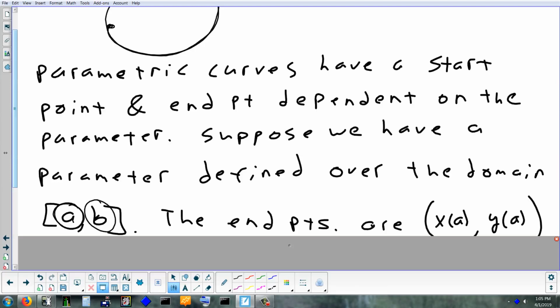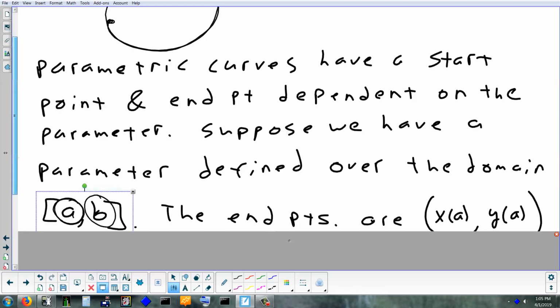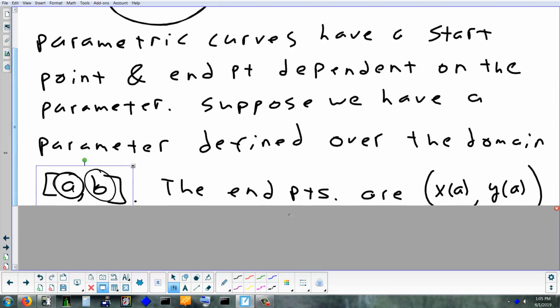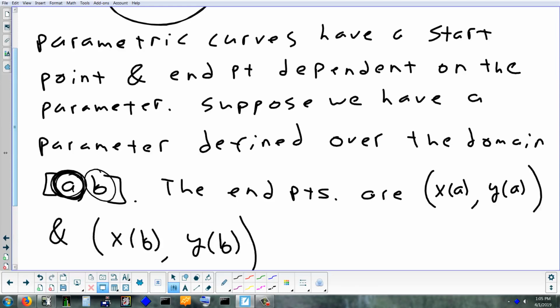So what do you do with each of those numbers? You plug them into the formulas that they give you. So you're going to have a formula for x and a formula for y. Plug this value into the formula for x, and then plug this value into the formula for y, and that'll tell you where the curve starts. To find where it stops, plug that into the formula for x, and then plug that into the formula for y, and that'll tell you where it stops.